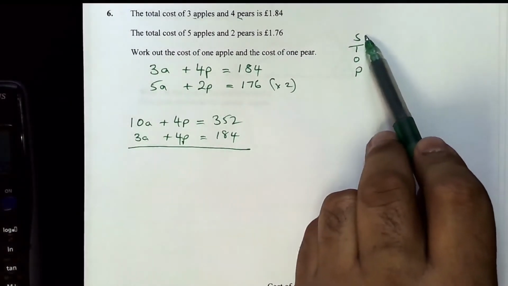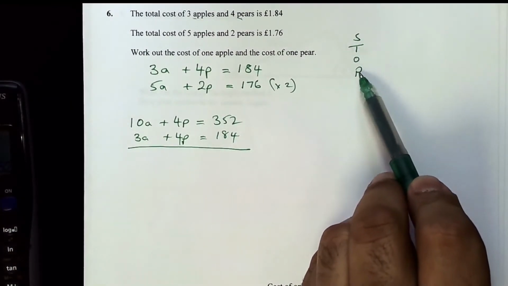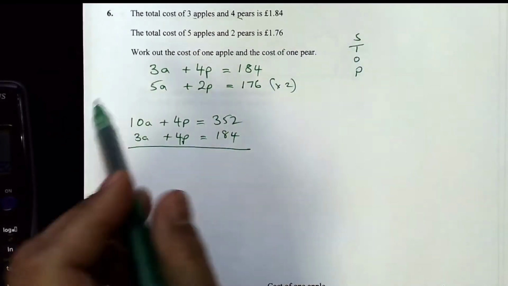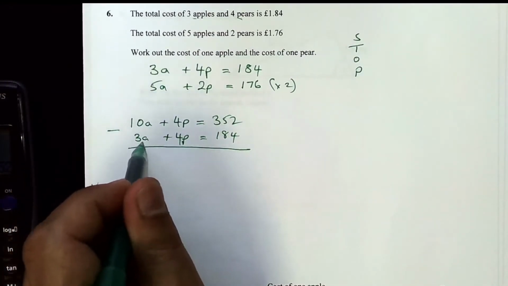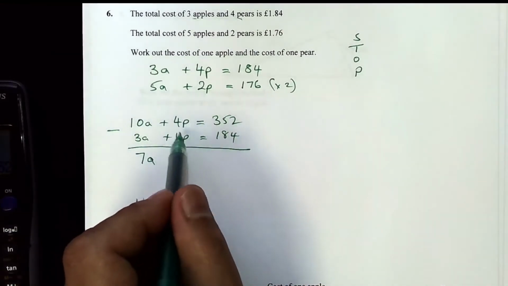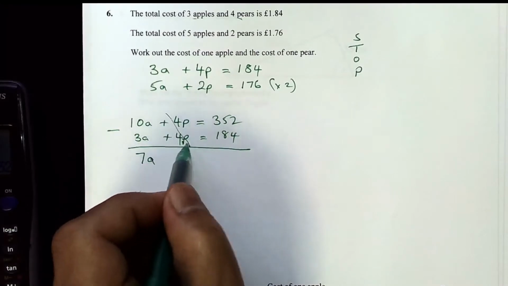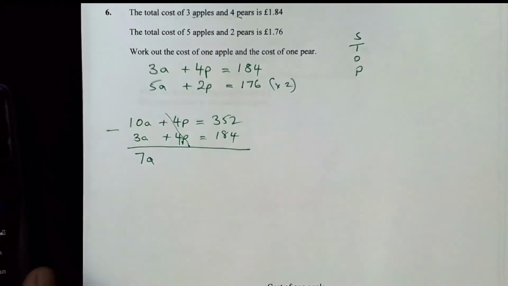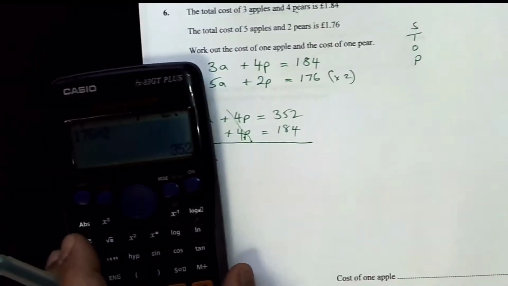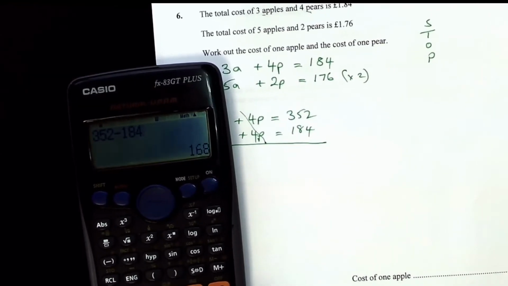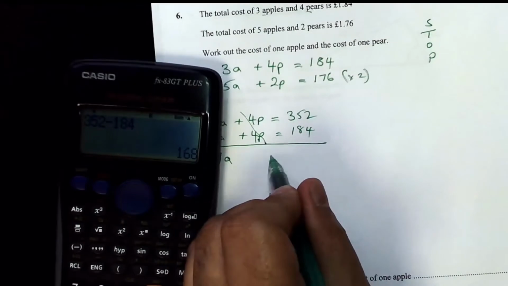Using my stop, same, take away, opposite, plus. So if the signs are both the same, I'm going to take away. So 10a take away 3a is 7a. 4p take away 4p cancels to 0. And then for the next part, 352 take away 184, and again I'm going to just use my calculator to work this out. 352 take away 184 gives me 168.